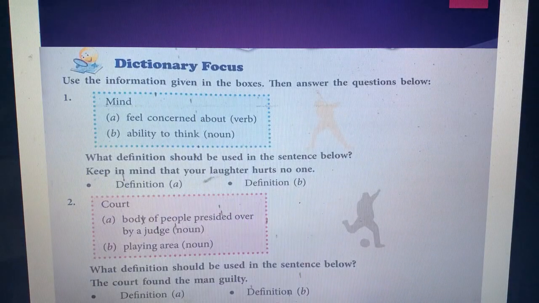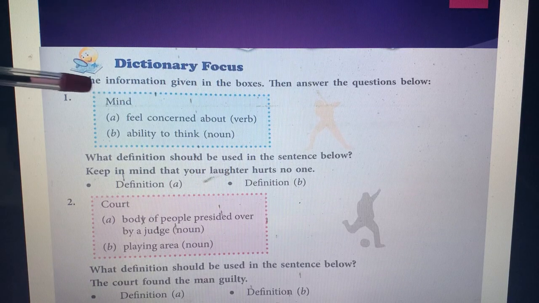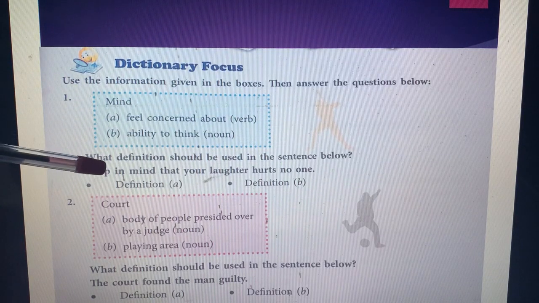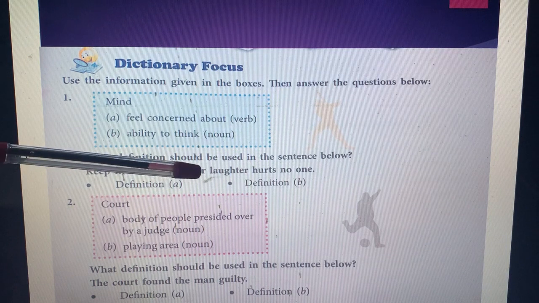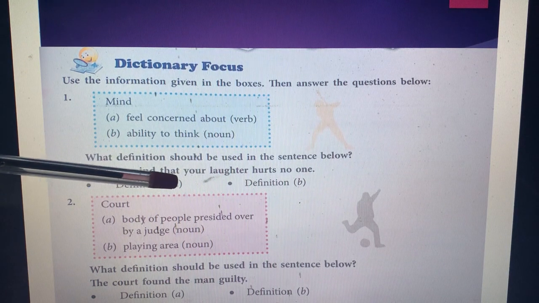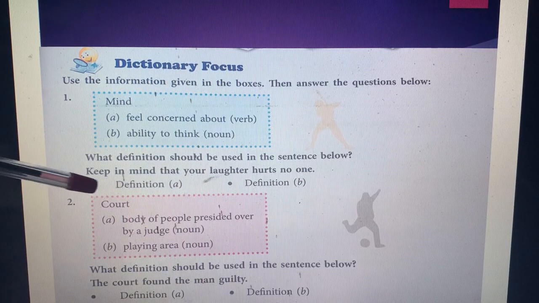So next is dictionary focus. It's very interesting. This is dictionary focus and it is given in your book only, the book exercise. First of all, you need to understand what you have to do. Use the information given in the box. You have to use this information, then answer the question given below. This is the question: what definition should be used in the sentence below? This is the sentence: keep in mind what your laughter hurts no one.